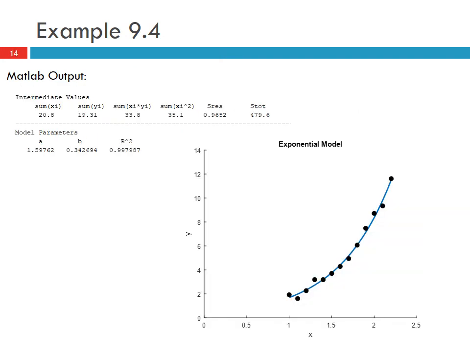And we can also do this in Matlab, where this Matlab output shows some of the intermediate values and ultimately shows the parameters a and b along with the coefficient of determination. And here's a plot of the model fit with the original data.